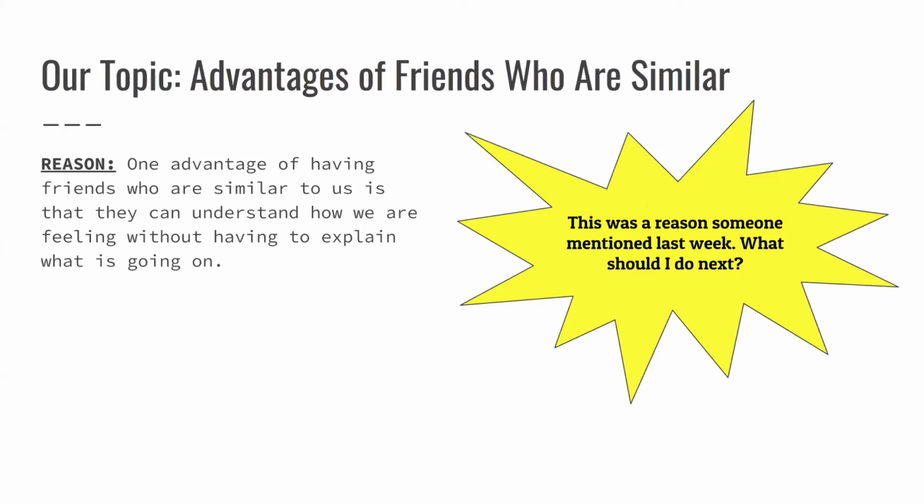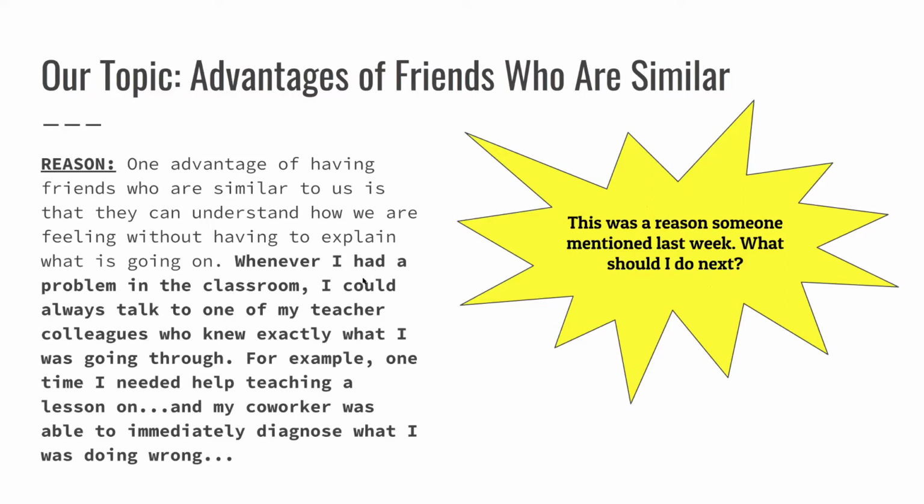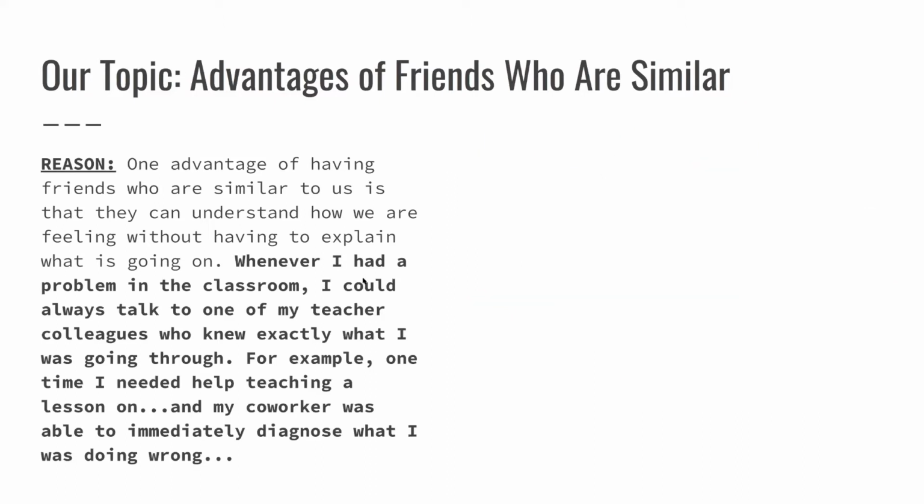Now, I thought that was a pretty good reason. But the problem is that's not enough. So the question is, what should I do next? When I'm writing a good essay, we want to make sure we don't just make a list of reasons. That's not what the TOEFL wants. The TOEFL doesn't want us just to keep listing things, well, here's one reason, here's another reason. No, they want us to show what we mean. For example, notice that I included here a way to show a little more detail. Look at what I have here: whenever I had a problem in the classroom, and this is an example for me, especially when I used to teach high school.